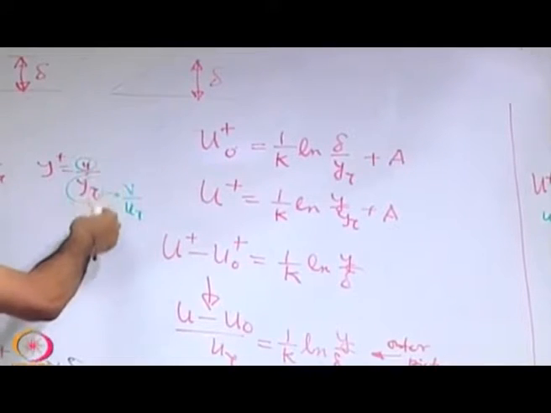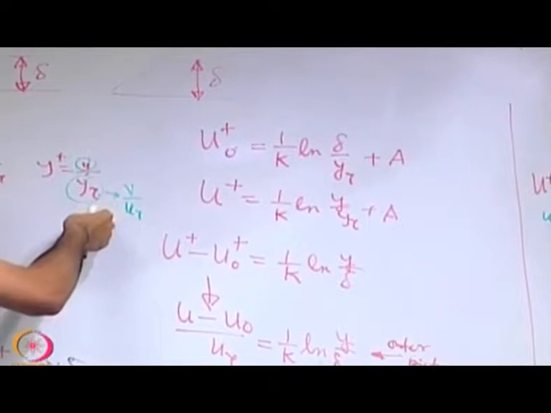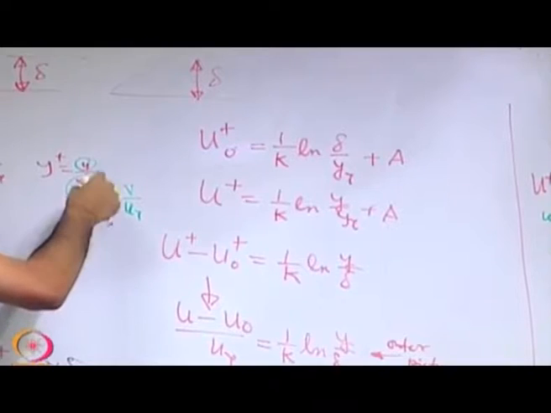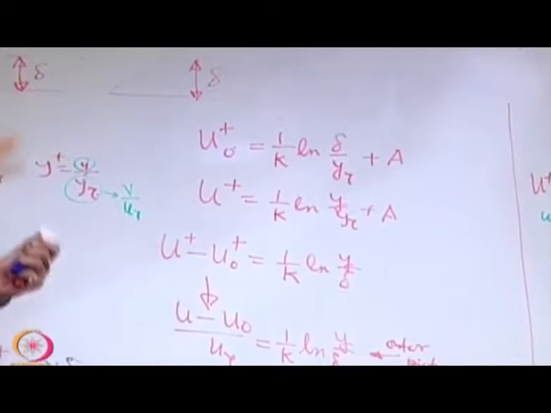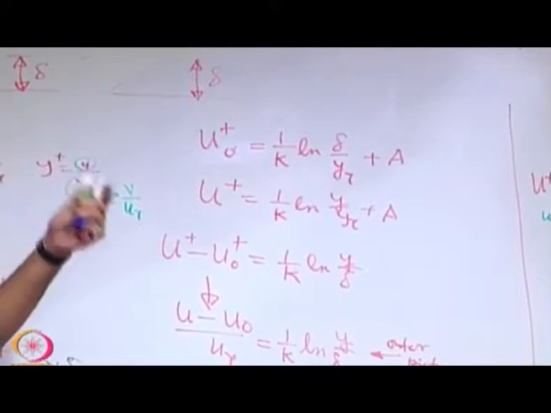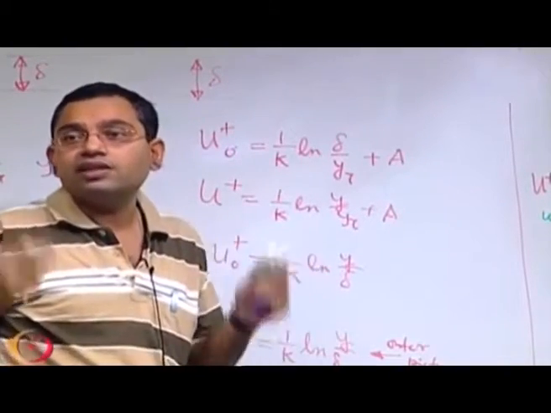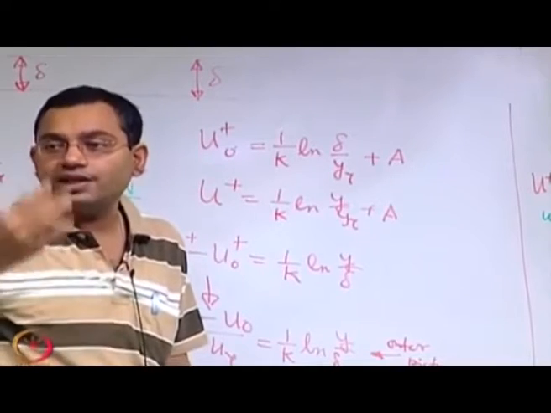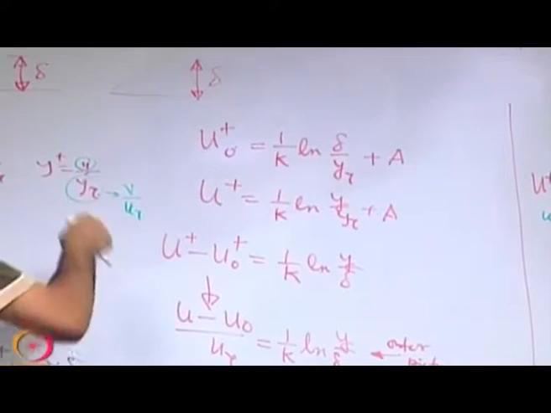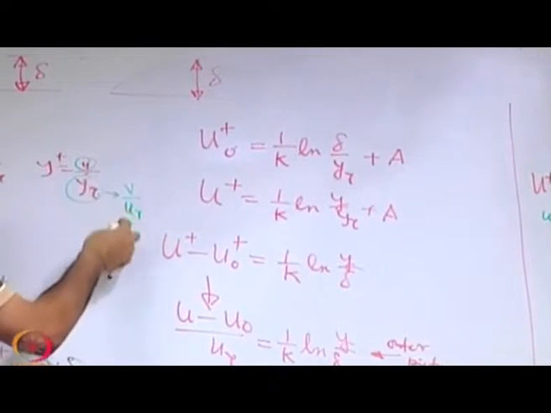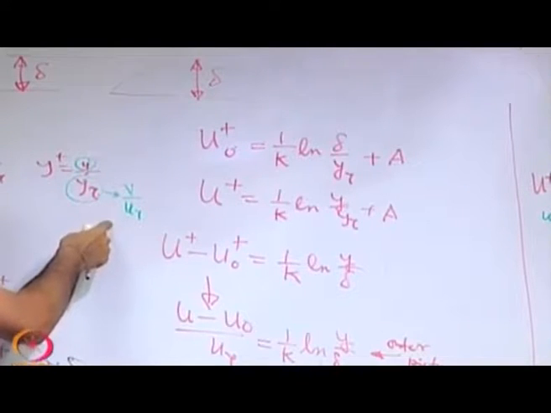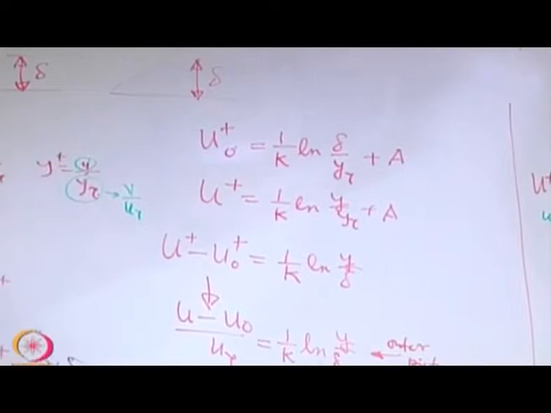So this scaling gives you a sort of a stretching. It allows y to be magnified, as if you are now sitting with a magnifying glass and seeing in vivid detail what is happening very close to the wall. This new coordinate allows you to do that, and you see that it is sort of like a Reynolds number, it is some u into y by nu. So this y plus is a sort of an equivalent Reynolds number.